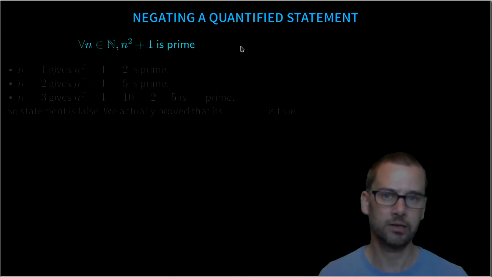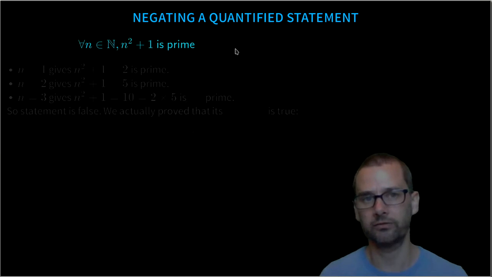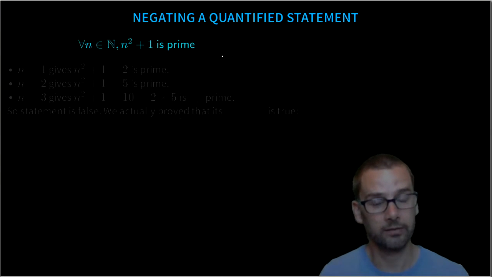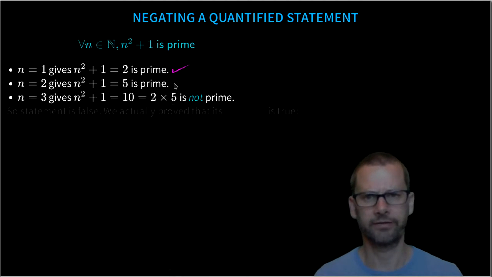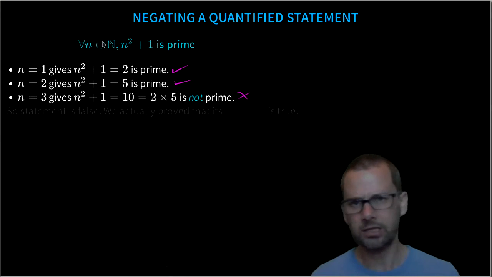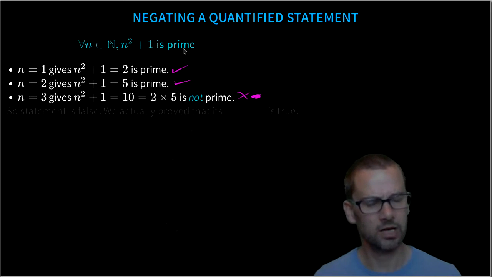So consider the statement: for all n, n squared plus 1 is prime. Now in order for this to be true, we've got to show it's true for every single value of n. So let's start exploring that. When n is 1, we get 1 squared plus 1 is 2, which is prime, that's good. N is 2 gives us 2 squared is 4, plus 1 is 5, that's prime. N is 3, we get 3 squared is 9 plus 1 is 10, which is definitely not prime. So because this doesn't work for every single value of n, indeed here's one value of n for which it doesn't work, we've shown that this statement is false.